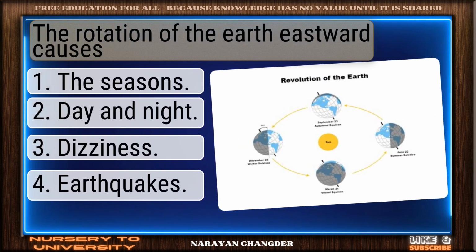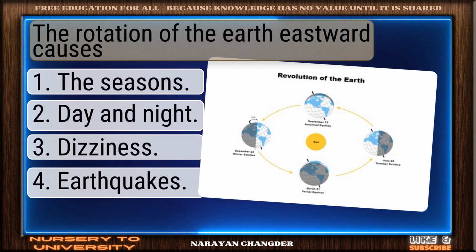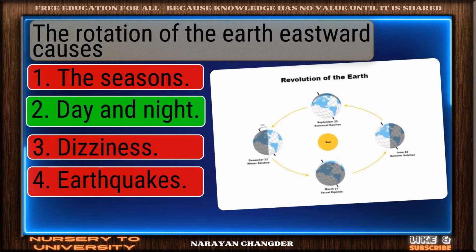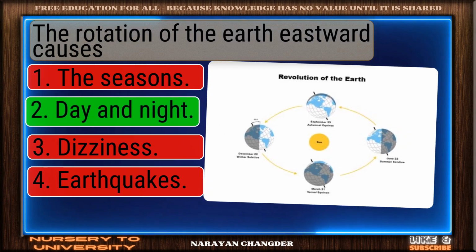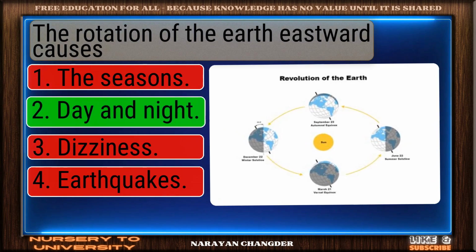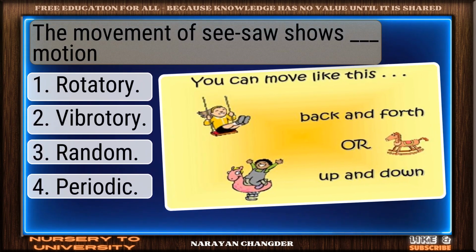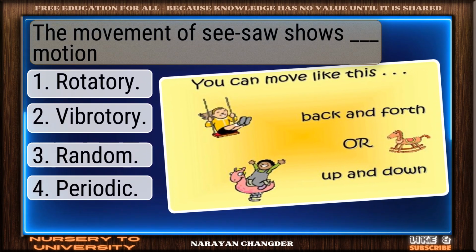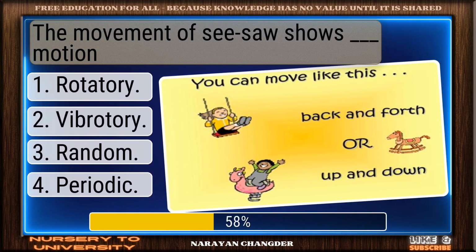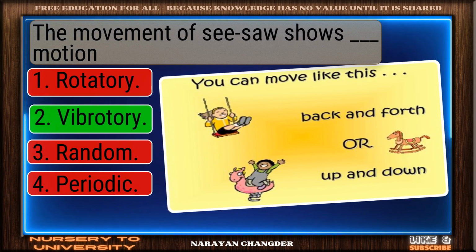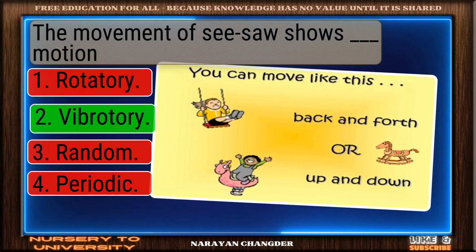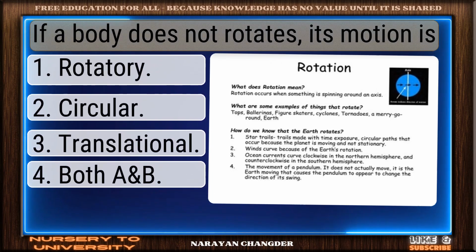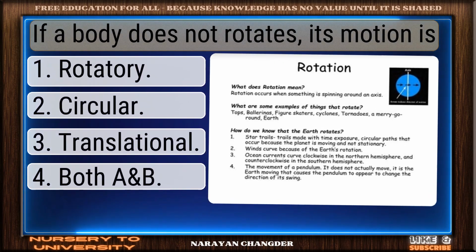Question number 75. The rotation of the Earth eastward causes. Well picked. Day and night is the correct answer. Question number 76. The movement of a seesaw shows dash motion. Nicely done. Vibratory is a solid answer. Question number 77. If a body does not rotate, its motion is.